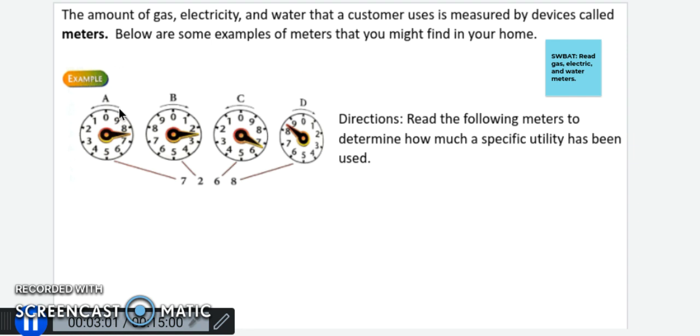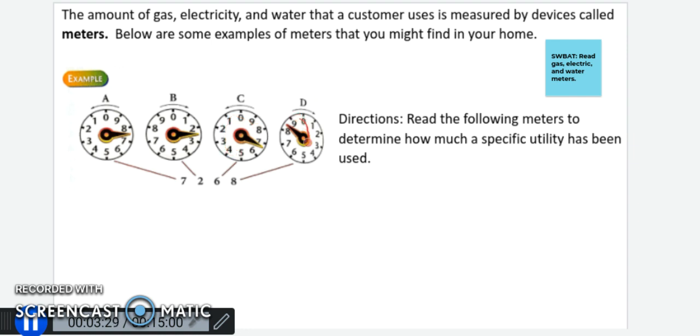So let's practice that. Over here, I'm going to go this way. 0, 1, 2, and there's our needle. So the first number is going to be 2. And on that next one, we're going to go the other way. 0, 1, 2, 3, 4, 5, 6. So our next number is going to be 6.